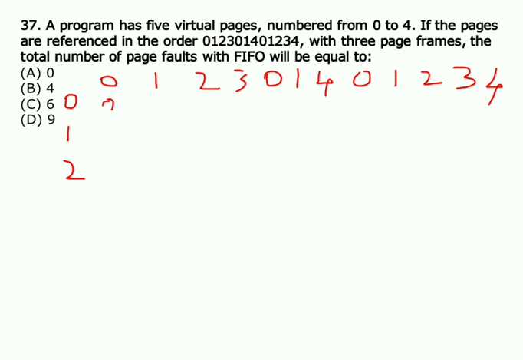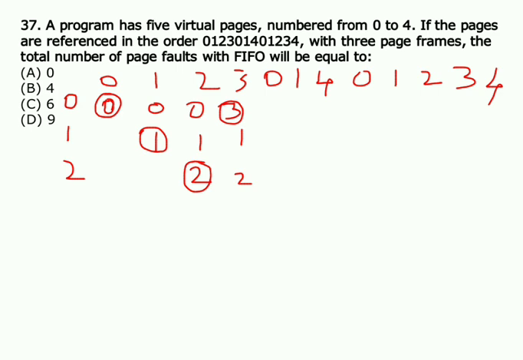So 0, next 0, 1 and 0, 1 and 2. So here we have the miss, right? So we are circling the values where there is a miss. So whenever we newly write any value, we will circle that value. So for the given pages, which is the oldest one? So 0 is the oldest one. So we'll replace the 0 with 3. 3, 1, 2. Okay. Next.